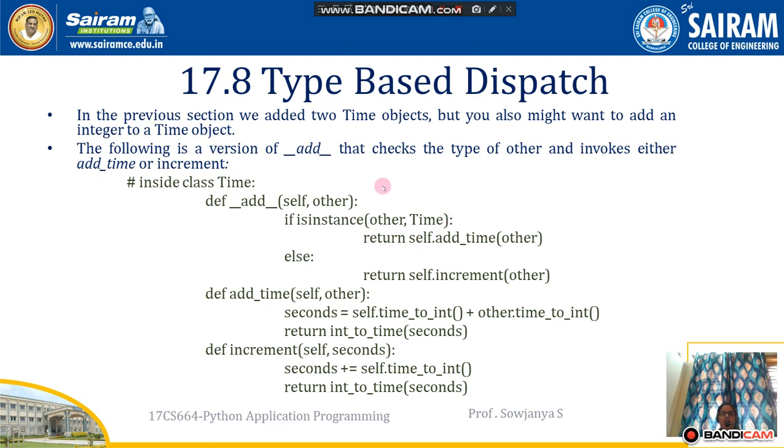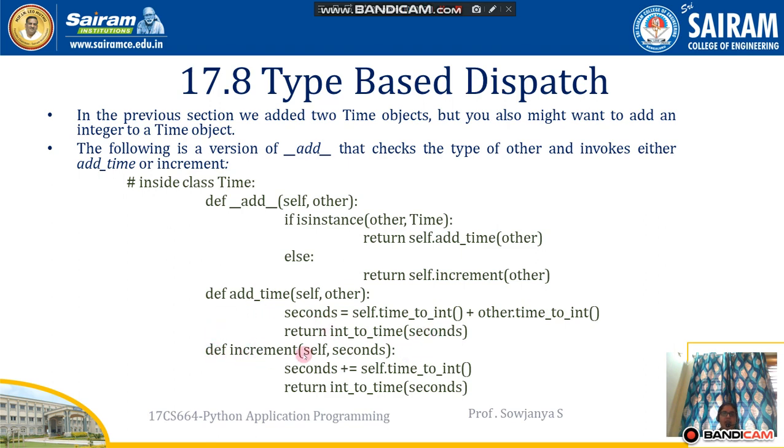How does it do this? We check isinstance(other, Time). If it is true, it returns self.add_time(other); else it returns self.increment(other). In the same way we define add_time(self, other) for Time. Seconds is equal to self.time_to_int() plus other.time_to_int(), same as the previous one. It returns int_to_time of seconds, the integer giving the time in seconds.